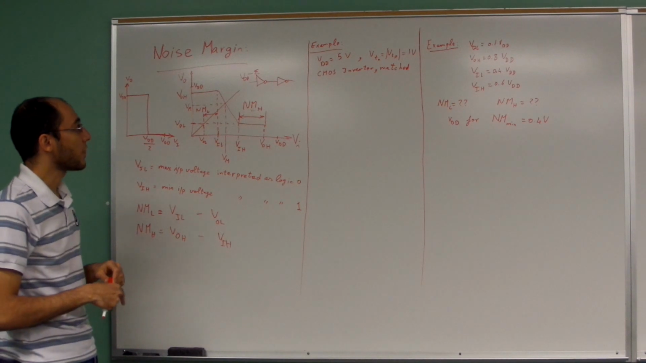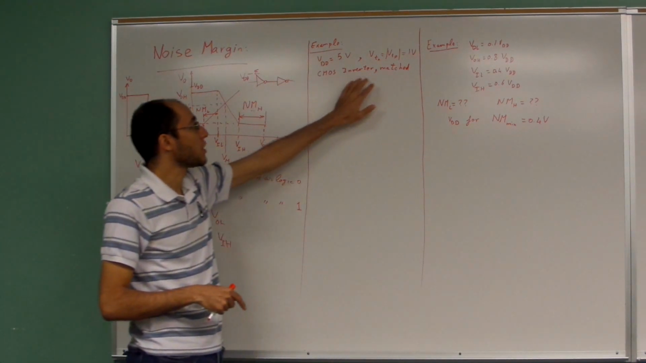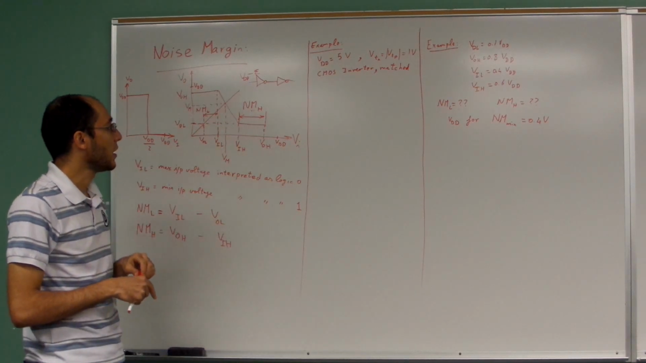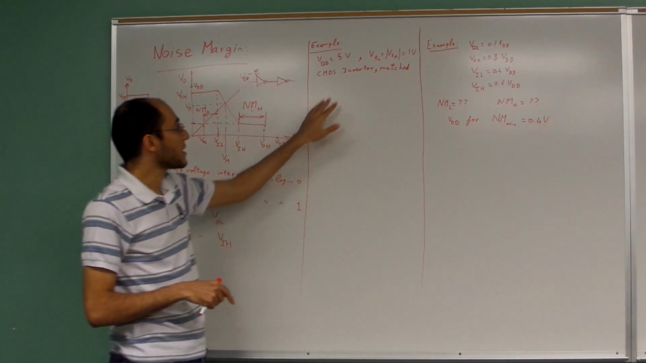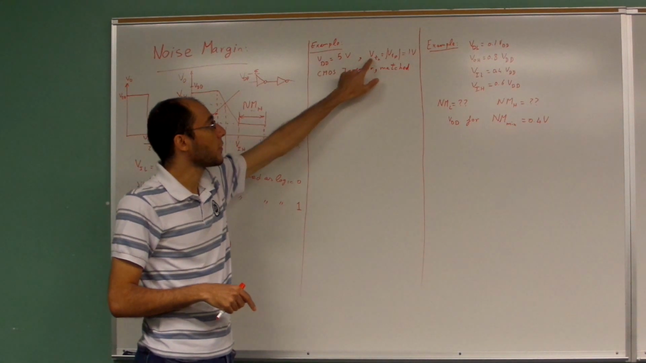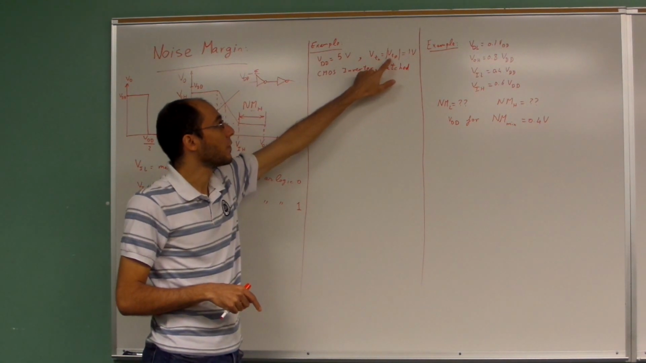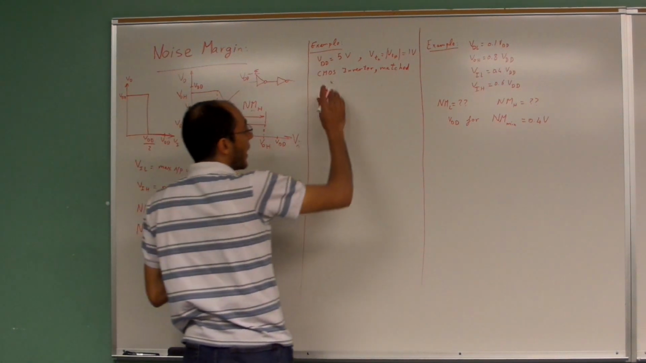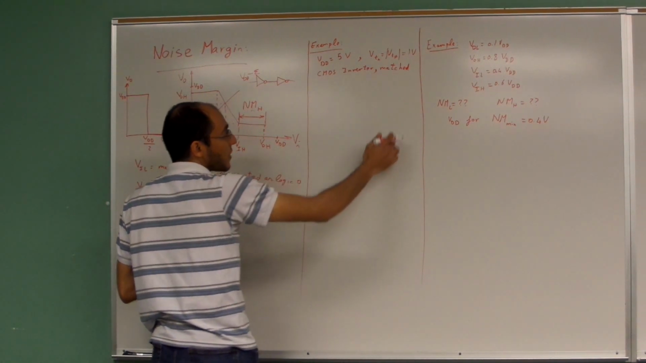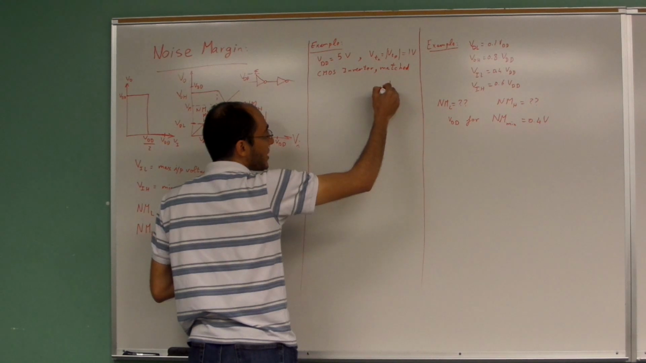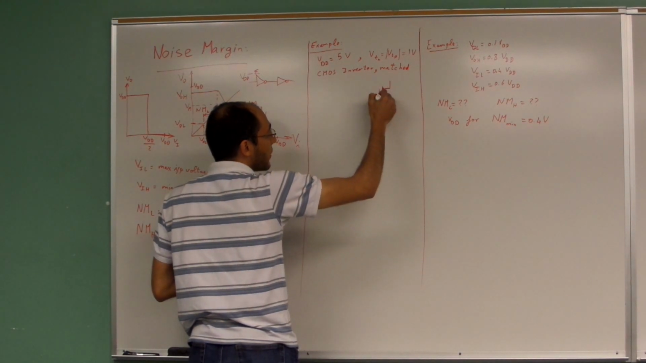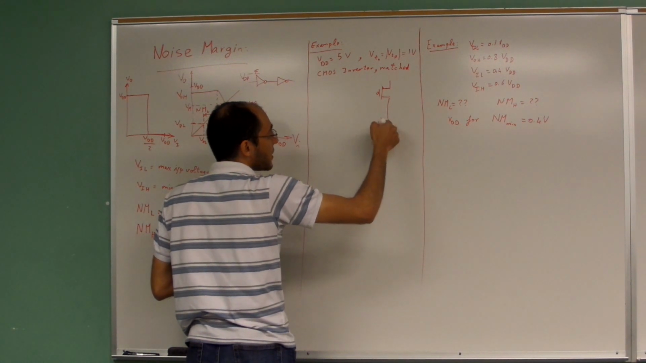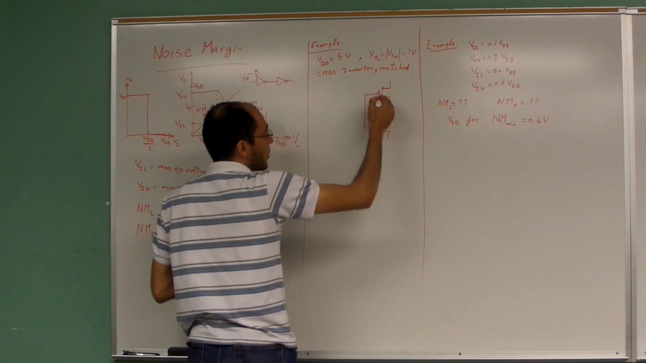So let's have an example about a CMOS inverter. This pretty much works for any inverter. So the example says that the VDD is 5 volts, V threshold N and V threshold P are equal to 1 volt. And the CMOS inverter is a matched inverter, which means that this gate and this gate, these two transistors, are matched to each other.